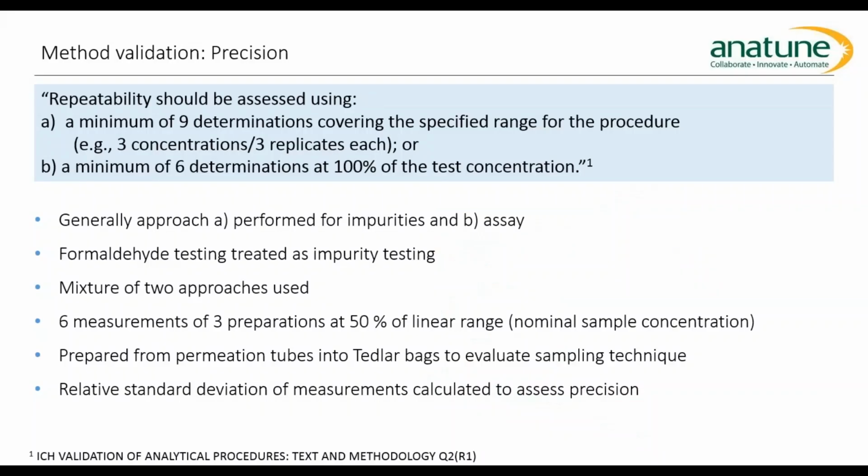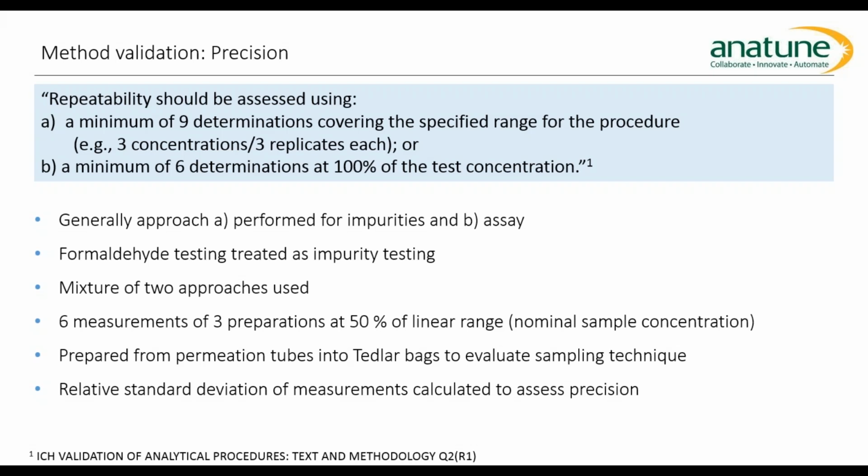So basically ICH says that repeatability should be assessed using a minimum of 9 determinations covering the specified range, e.g. 3 concentrations of 3 replicates each, or maybe a minimum of 6 determinations at 100% of the test concentration. So again, what was decided here was because formaldehyde was being treated as an impurity, we're going to take a mixture of both approaches. So the idea was to take 6 measurements of 3 preparations at 50% of the linear range and measure them on the SIFT-MS.